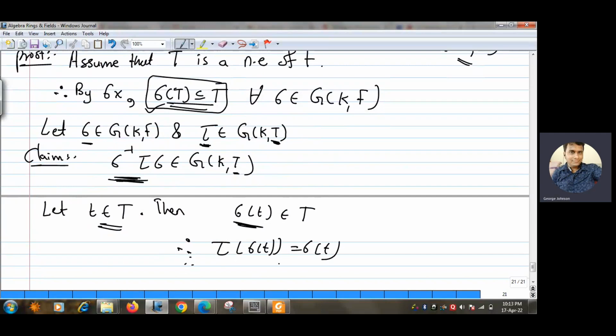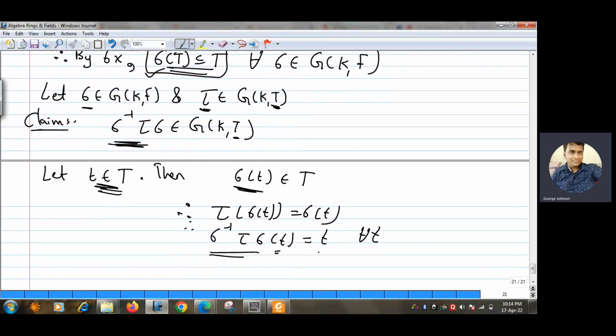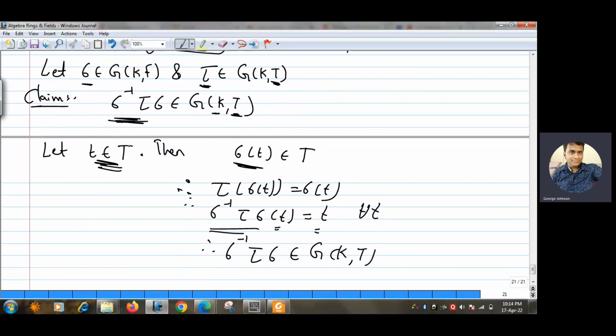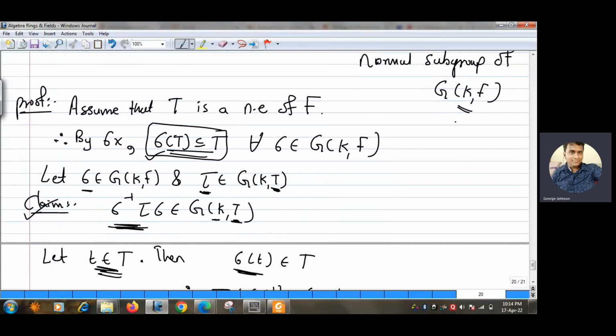Okay, and this will imply that sigma inverse tau sigma of T is the same as T. And this is true for every T because we started with an arbitrary T and showed that this is true. So what I have proved here is that sigma inverse tau sigma fixes every element of T. Okay, so sigma inverse tau sigma is an automorphism from K to K which fixes every element of T. Right? So therefore, from this I can say that sigma inverse tau sigma belongs to GKT. Okay, so I proved this claim, which means GKT is a normal subgroup of GKF.